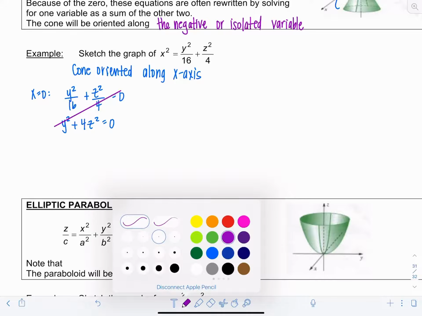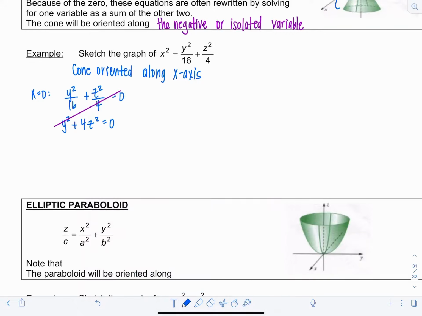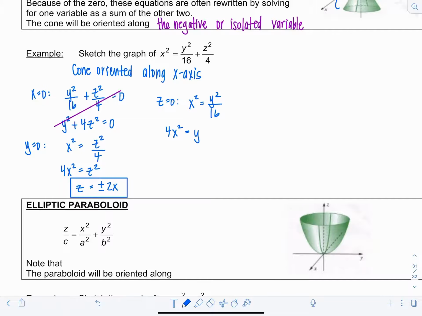Okay, what if y is equal to 0? Then I get x squared equals z squared over 4. Then I end up with 4x squared equals z squared. So z equals plus or minus 2x. So these are two lines, okay? And then lastly, if z is equal to 0, then I get x squared equals y squared over 16. So 4x squared is equal, or excuse me, I already took the square root in my head.